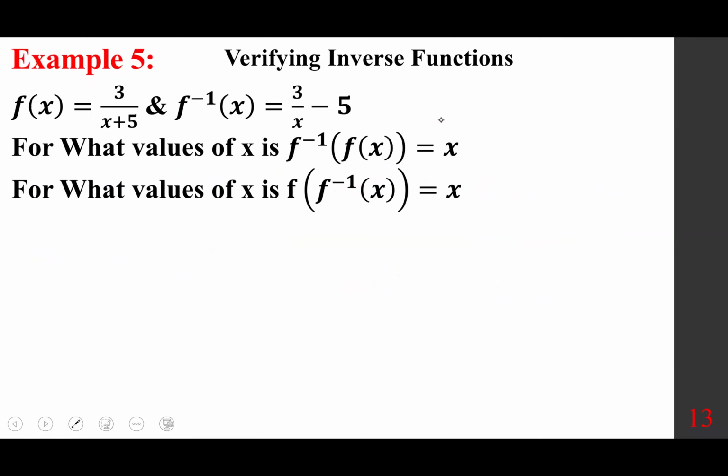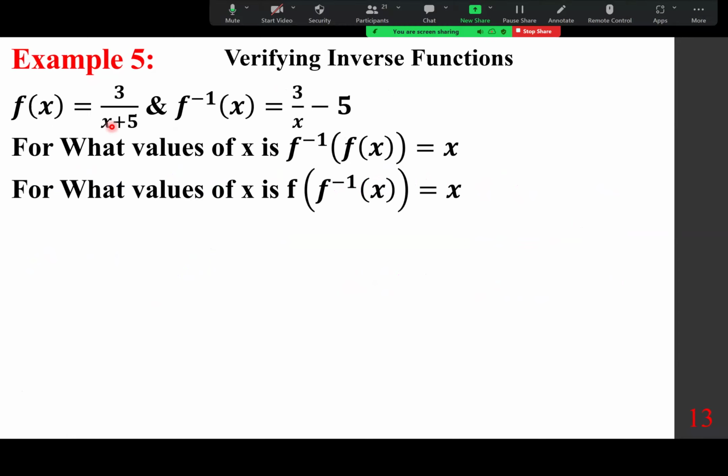We continue verifying inverse functions where f of x is 3 over x plus 5, f inverse is 3 over x minus 5, and then for what values of x is f inverse of f of x equals x, for what values of x is f of f inverse of x equals x. We're going to discuss that in a moment.